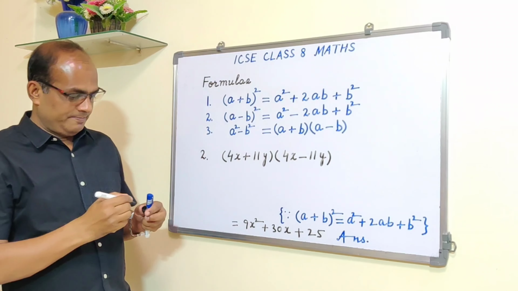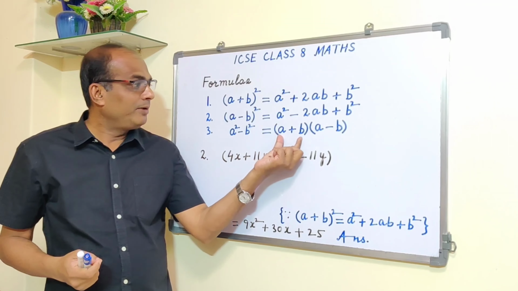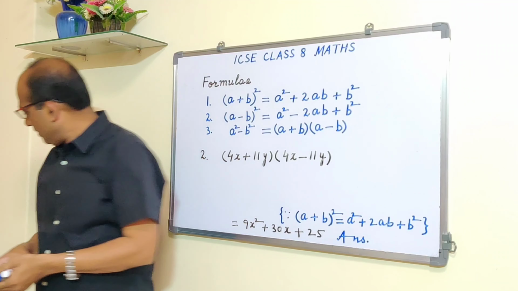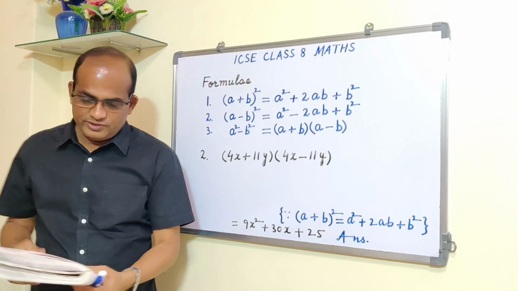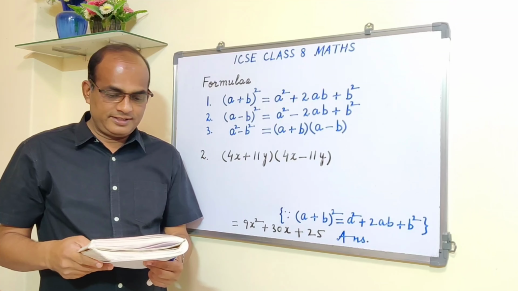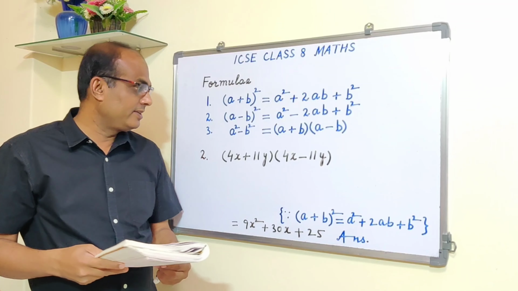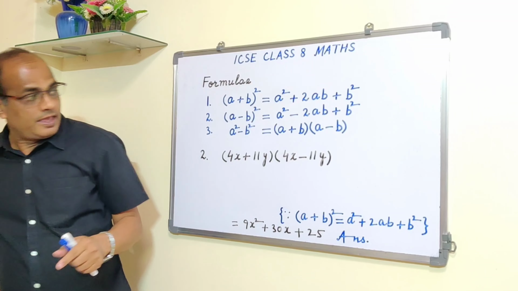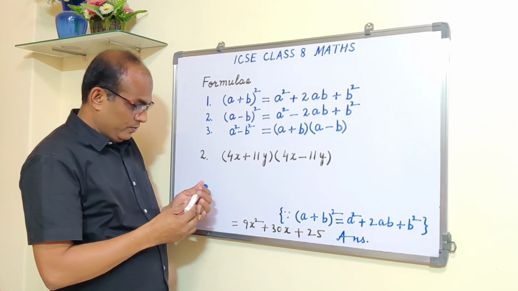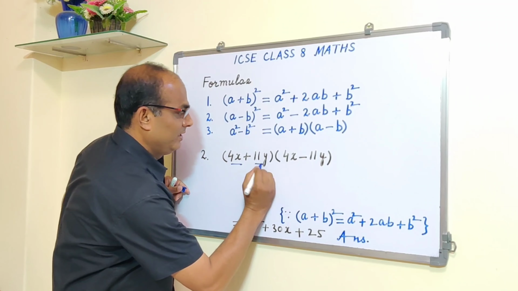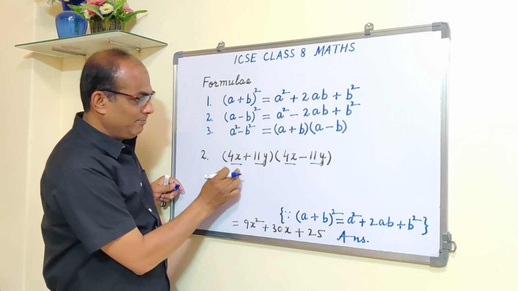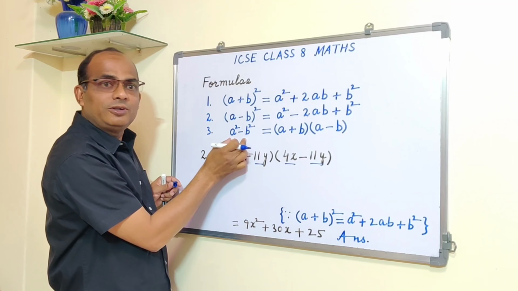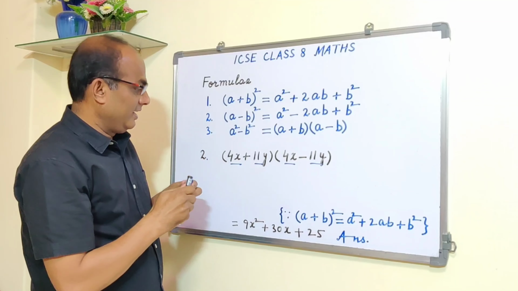Which formula we can use here? See, a plus b into a minus b. The question is: using suitable identity, find the product. If you consider this as A and this as B, so this is again A, this is again B. So A plus B into A minus B, which is equal to A square minus B square.